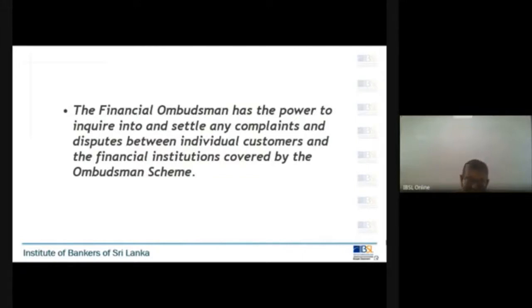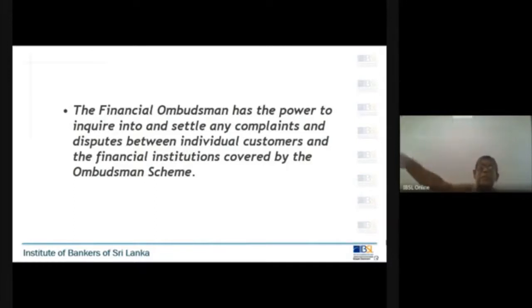For the 250 rupees, the financial ombudsman himself goes through the complaints and usually sends a letter to the particular financial institution requesting them to try to settle. He asks a representative from the financial institution to come and call the customer also and try to sort out this problem. But still, the customer may not be happy with the financial ombudsman's decision.